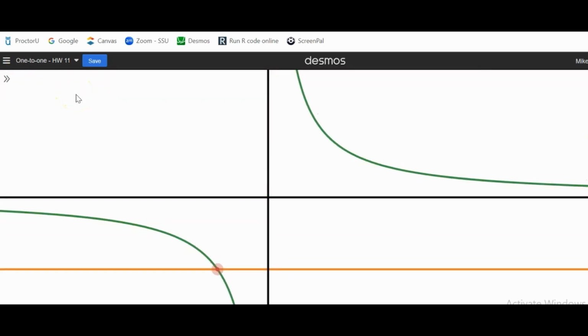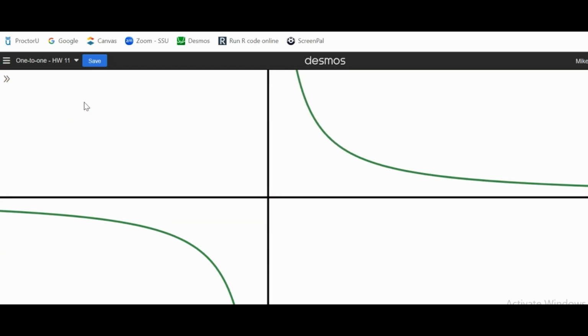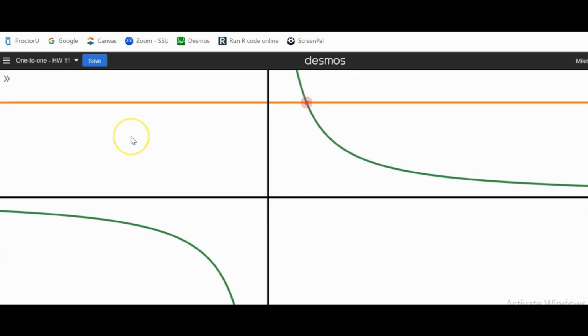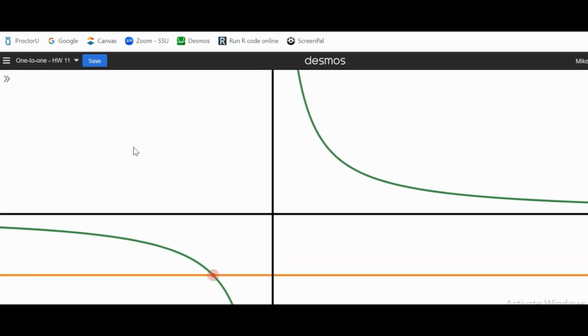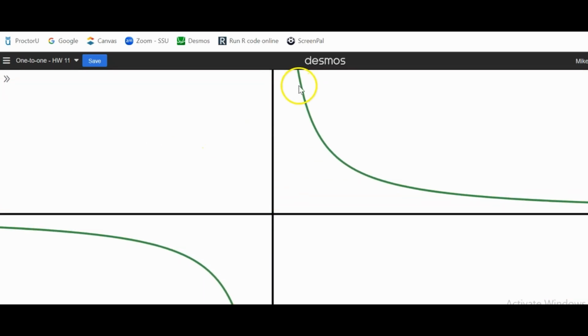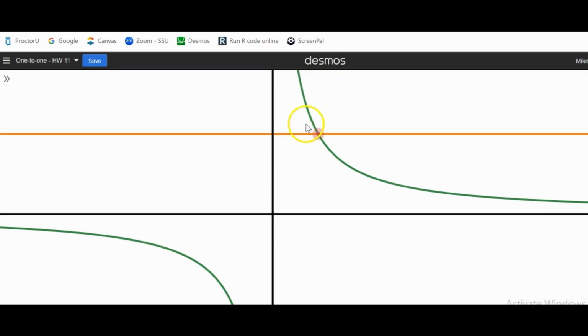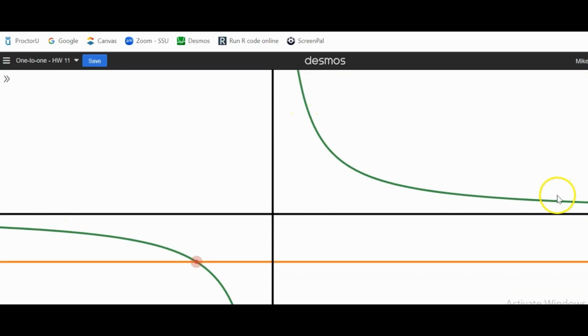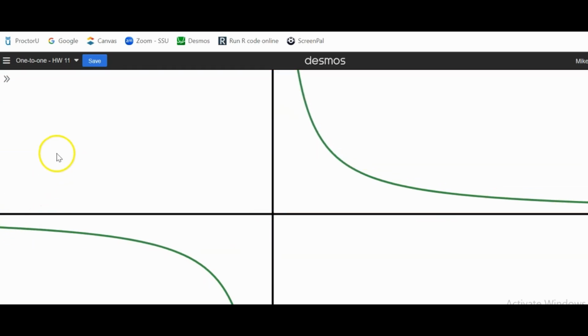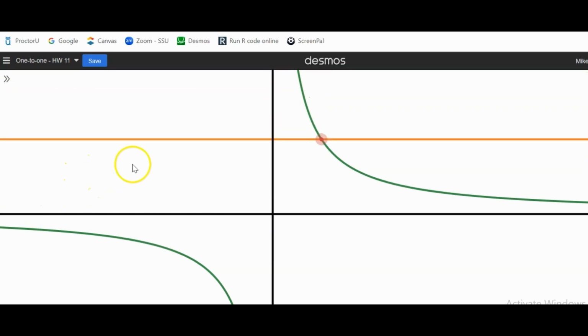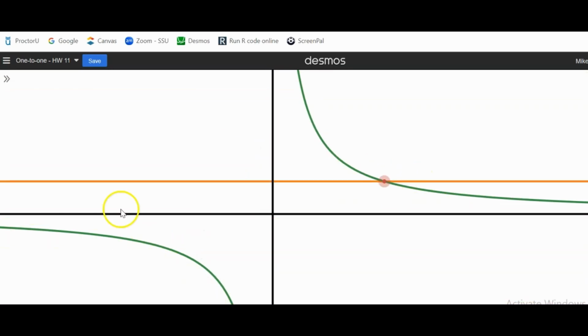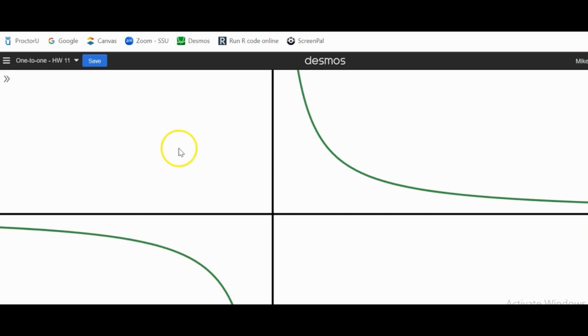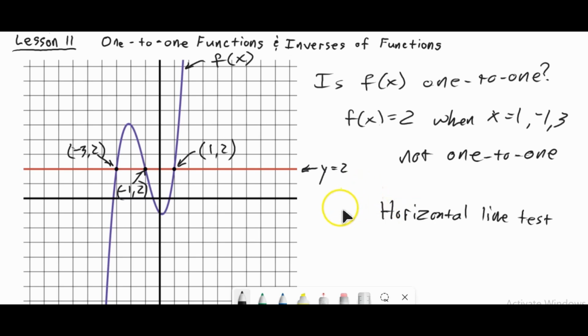And lastly, let's look at this function right here. This is a rational function. You can see that the horizontal line is only intersecting this graph once at a time. It kind of jumps from over here over to here, but still never at one time is it intersecting this green graph in more than one place, and therefore this rational function is a one-to-one function. And so this is how we can use this horizontal line test to determine whether a function is one-to-one.